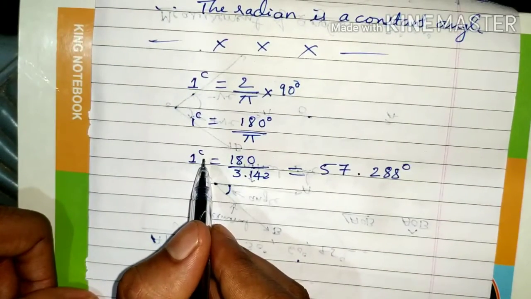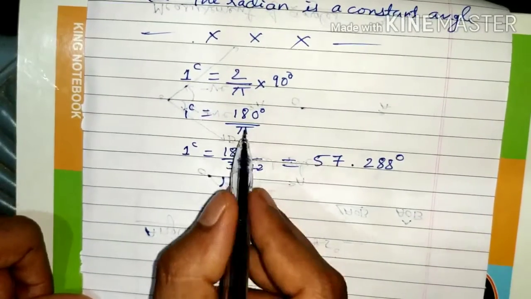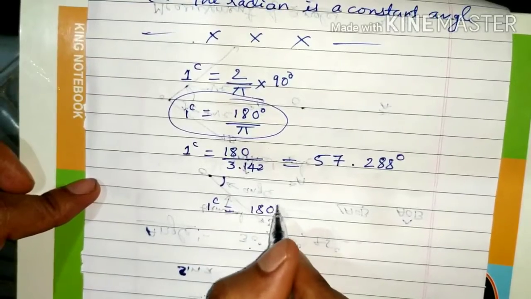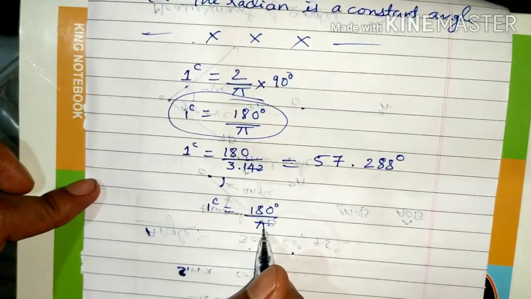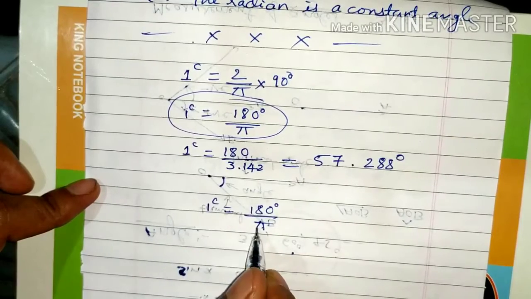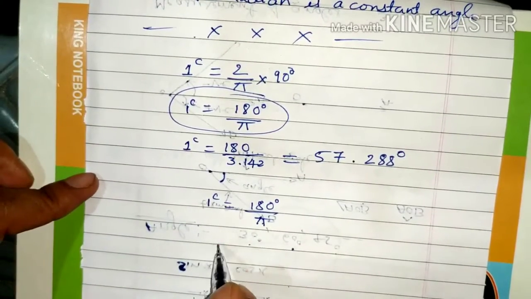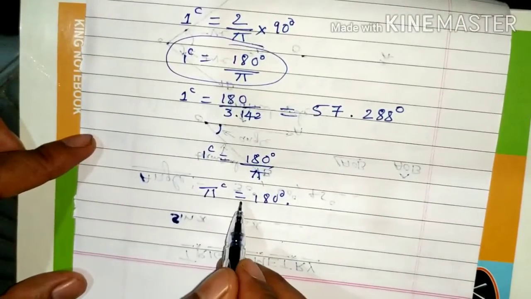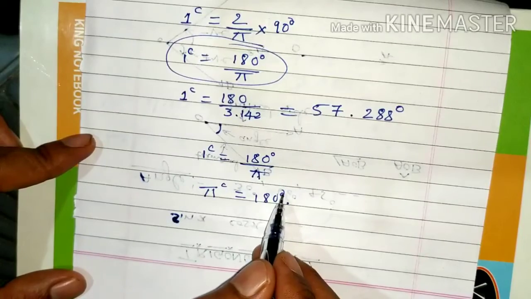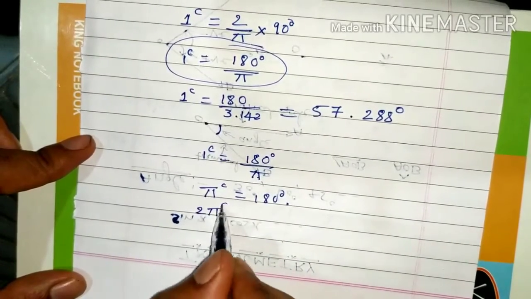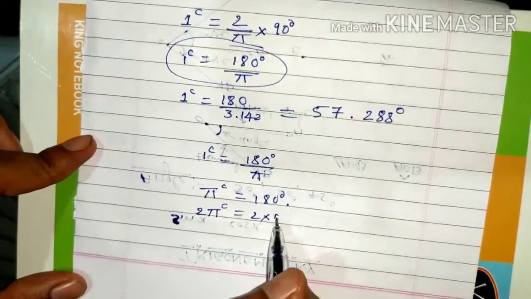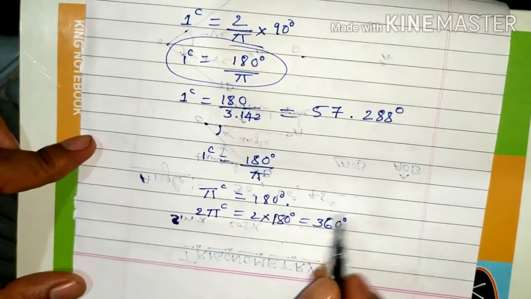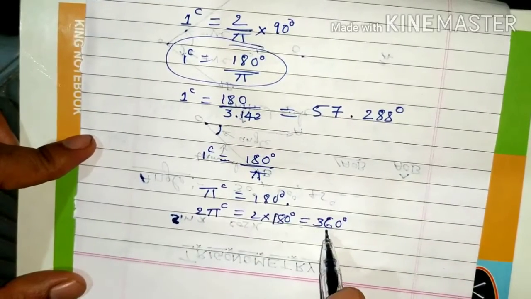In the same way, 1 radian is equal to 180 degrees divided by pi, and if you take this pi to the left hand side, division becomes multiplication. Pi into 1 is pi, so pi radians is equal to 180 degrees. If you multiply by 2, it becomes 2 pi radians, and 2 into 180 degrees is equal to 360 degrees.